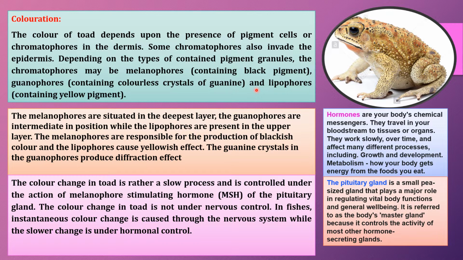Crystals, I think you know what is crystal. Crystal is a compound which contains water molecules within it. Generally, it's an opaque type of compound actually. So, containing colorless crystals of guanine. What is guanine? Guanine is a type of compound. Rather, you can say guanine is a type of organic compound.